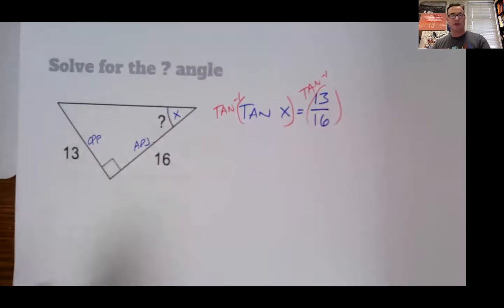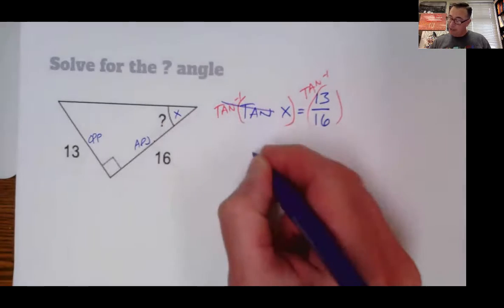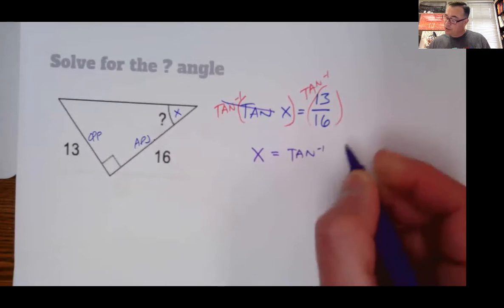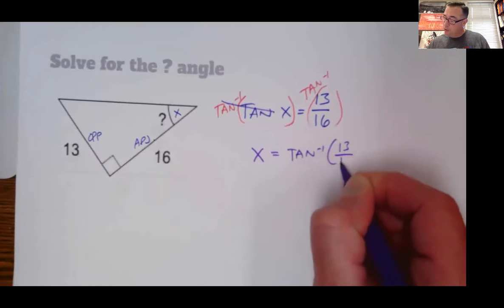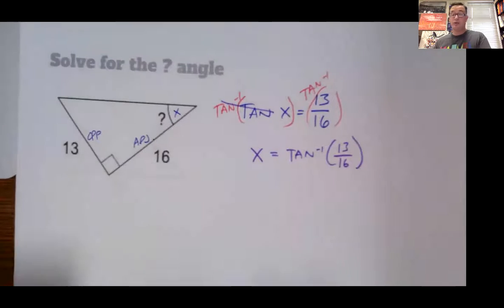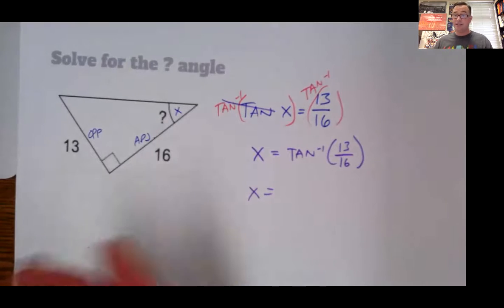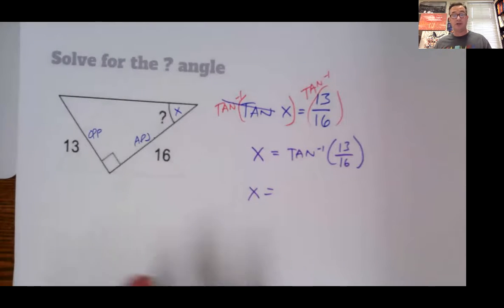Now, I wrote them in there just so you kind of see the way the work looks. But essentially what's going to be happening is that these two will cancel each other out, and I'm going to be left with an X. And here I'm going to have the inverse tangent of 13 over 16. Now, this is already in calculator ready form. So all I have to do is toss this into the calculator and it will give us the opportunity to figure out what the value is going to be.